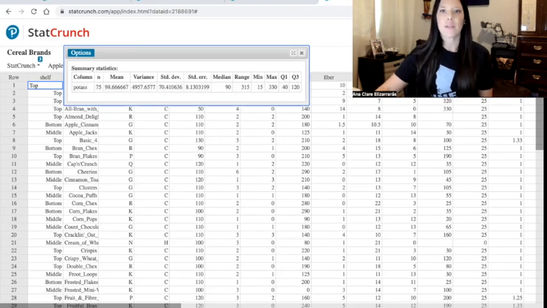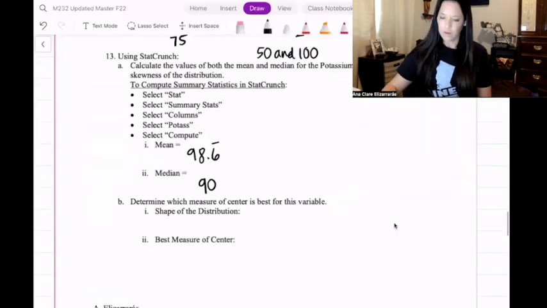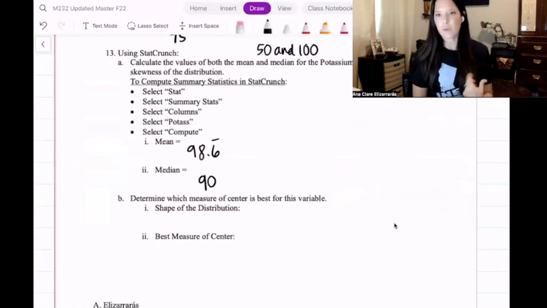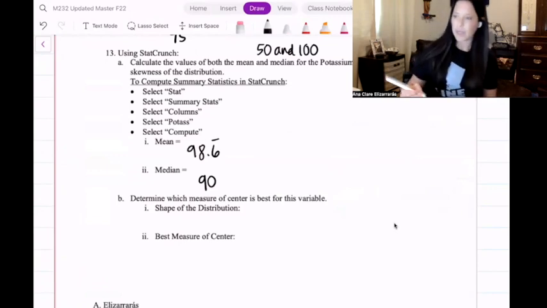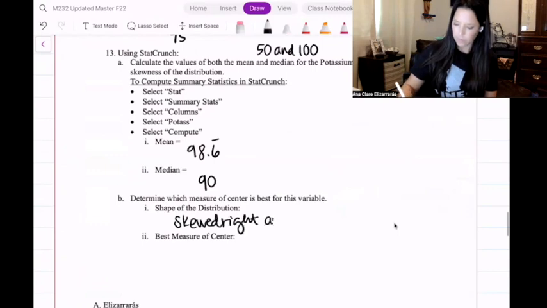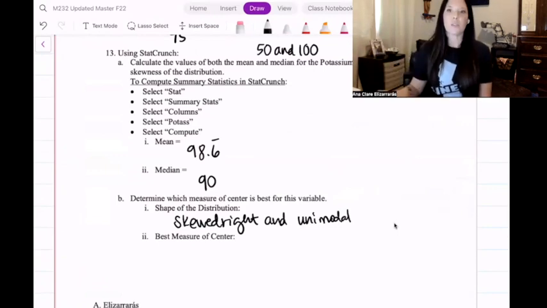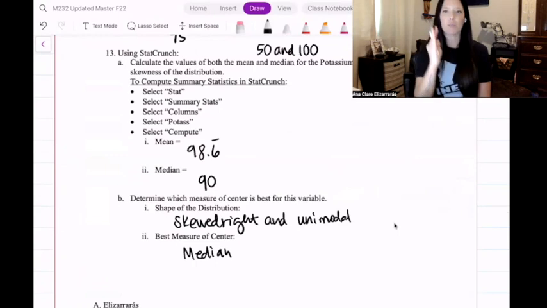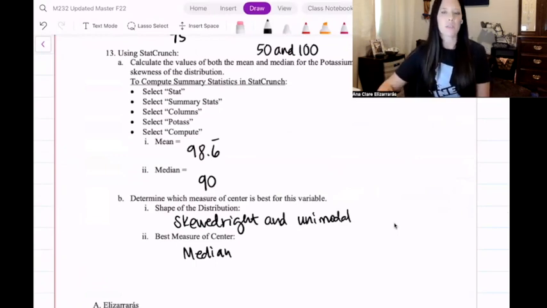Let's go back to our guided notes to finish up. For this potassium variable, which measure of center is best for this variable? That's what we want to know. Well, first of all, what's the shape? Potassium is clearly skewed to the right, and it's unimodal. Well, skewed right, we know that we need to use the median. The median is more accurate than the mean in this case. It's a better representation of the typical value.